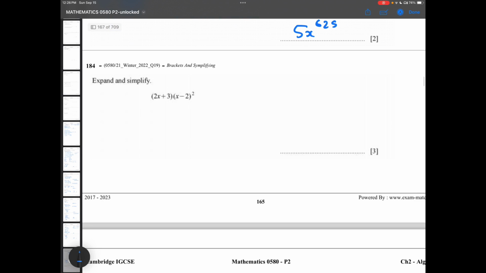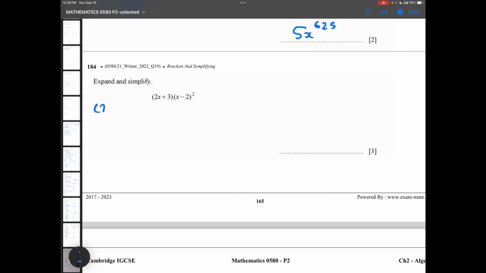In question number 128, it says expand and simplify 2x plus 3 whole multiplied by x minus 2 whole square. So first we will apply an identity for x minus 2 whole square. The identity is a minus b whole square is equal to a square minus 2ab plus b square. So x minus 2 whole square becomes x square minus 4x plus 4.